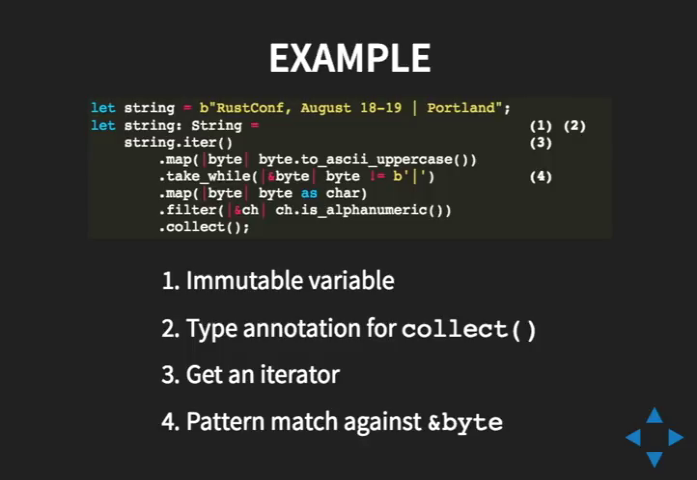Then after that, we call take while, which will return as many elements as this closure returns true. So here we have a parameter byte that is preceded by an ampersand, which means that we use pattern matching to get the value from inside the reference. And we check that this byte is different than the pipe byte.